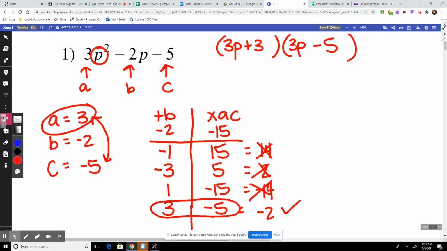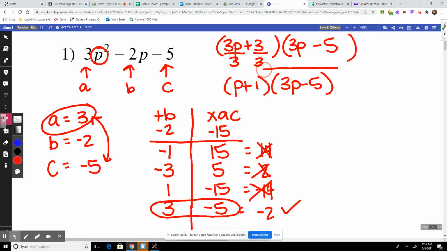And then simplify. 3 and negative 5 is not going to simplify because 3 is prime and 5 is prime. But 3p and positive 3 will simplify because I can divide both terms by 3. So I'm going to simplify 3p plus 3 to p plus 1. So p plus 1 times 3p minus 5. And that is your answer.